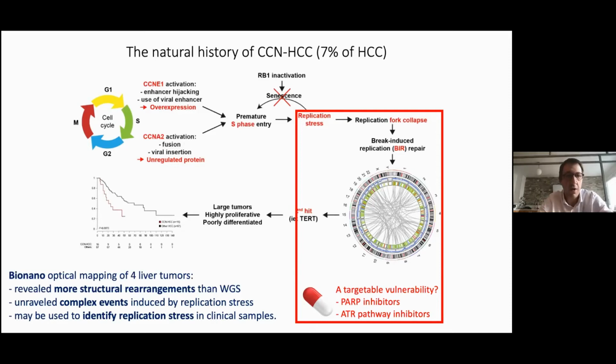In terms of what Bionano helped us to do here, it allowed us to reveal more structural rearrangements than whole genome sequencing, to unravel complex events induced by replication stress, and it may be used to identify replication stress in clinical samples.